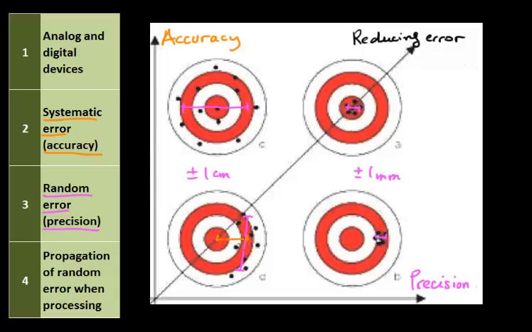They're all off by a certain value. Here, they're all off, let's say, by 1 centimeter, both here and here. Whereas on the top examples here, you're rather accurate because your values are all centered around the center of the target, so you don't have any bias in the way you're measuring things.